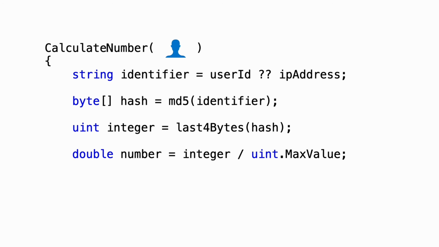Then, to get a number between 0 and 1, you divide it by its max value. And there you go, you've got your number between 0 and 1. That's pretty much the function. It was a lot easier than I thought it was going to be when we first had the idea.